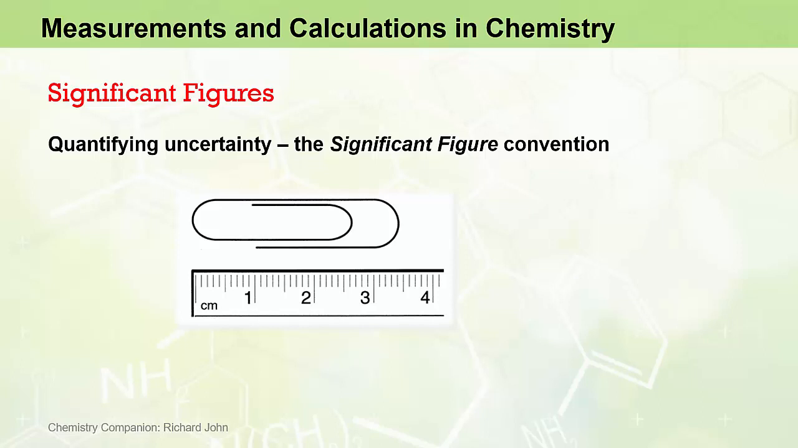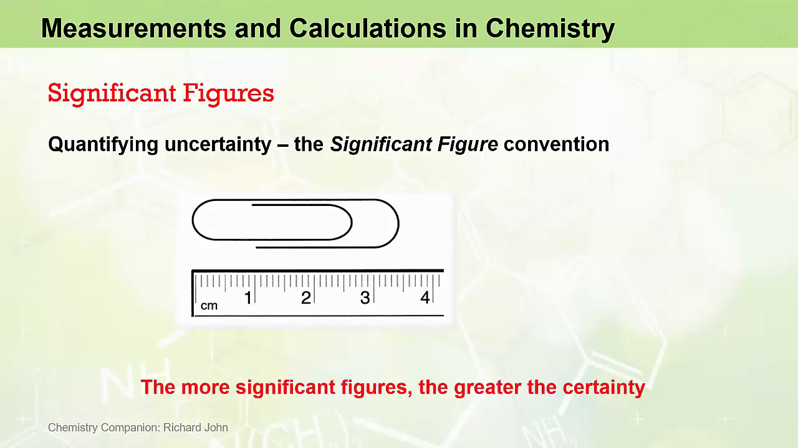Now, if we use a different measuring system, in this case a different ruler, to measure the paperclip, we may be able to be more certain of its length, and therefore we may be able to report the result with a greater number of significant figures. The more significant figures a measured value has, the greater the certainty associated with its measurement.